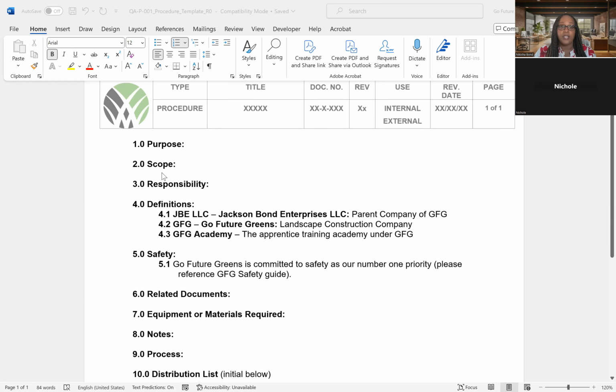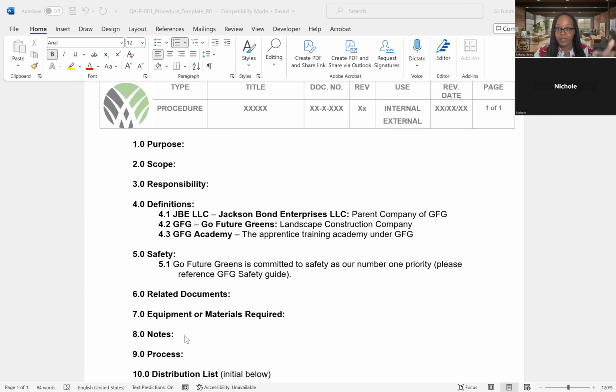First, your procedure needs to have a purpose. Like, what is the purpose of this procedure? Then you need to have a scope. What is the scope? Like, what does it outline? What does it contain? Like, it does this and this, but it doesn't do that. So you want to do a scope. Who's responsible for what? Who's supposed to do what they're supposed to do in this particular function? And then what are your definitions?